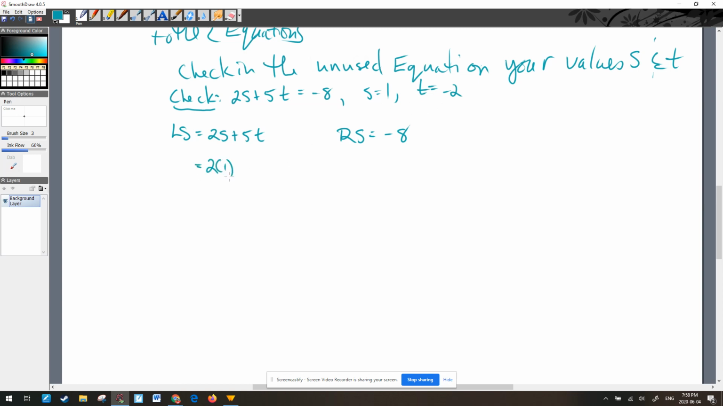So 2 times 1 plus 5 times negative 2. 2 times 1, Jad, you don't need your calculator, it's 2, minus 10 is equal to negative 8. So I have found that left side equals right side.